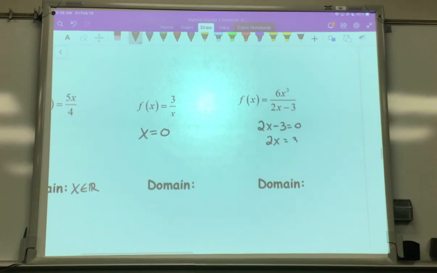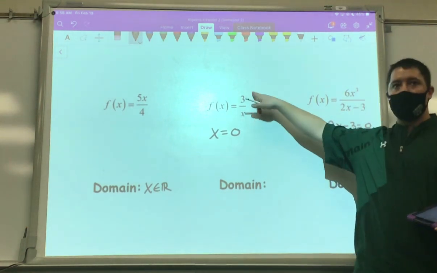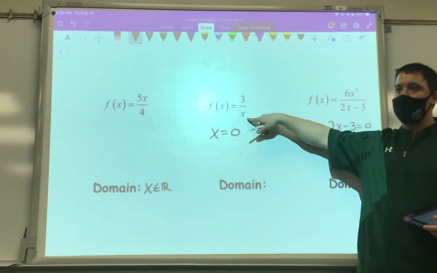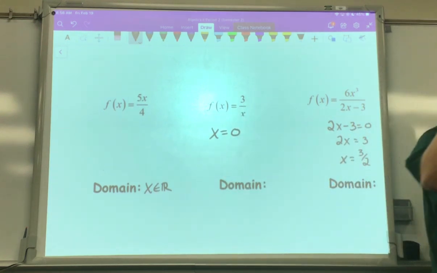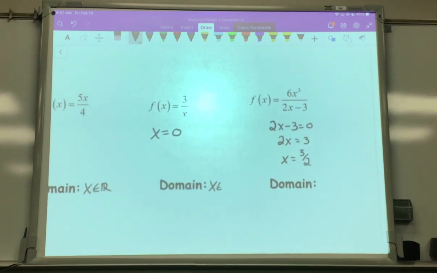2x equals 3. x equals 3 halves. Because if I take that value now and plug it in, it causes it to be 3 over 0, right? Can I do 3 divided by 0? No. So that is a specific value that I can't use, right? Is there any other values that's going to cause that to be 0? No. So when I write this domain, I want everything except for 3 halves.